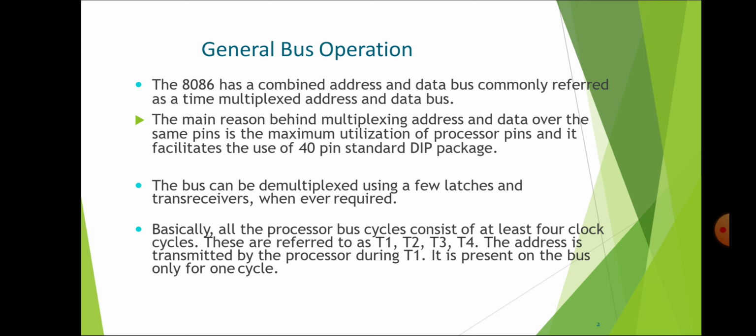Basically, all the processor's bus cycles consist of at least 4 clock cycles, referred to as T1, T2, T3, T4. The address is transmitted by the processor during T1, and it is present on the bus only for one cycle. There is a timing diagram that I will explain in the next lecture. For now, just understand that these are different timing states, and on the clock we transmit data and address on the same line. Then how can they be distinguished?